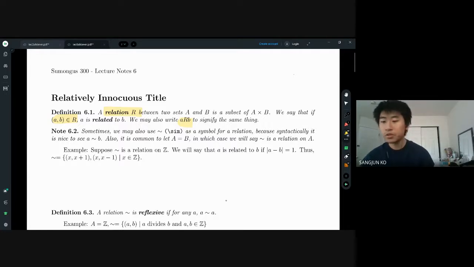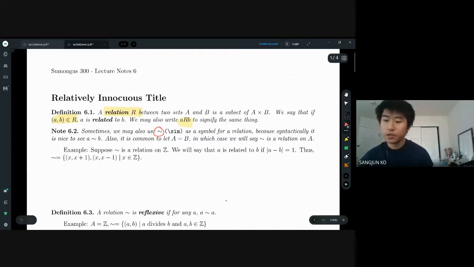Okay, but sometimes we don't like to use the letter R, right? So you're going to use this other symbol, this tilde, as a symbol for a relation. You can also use other symbols. Basically these are just like dummy variables, so you can just use whatever symbol you prefer.